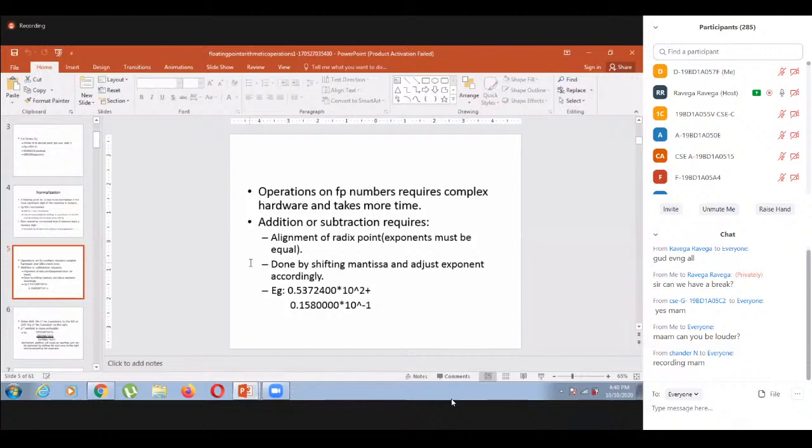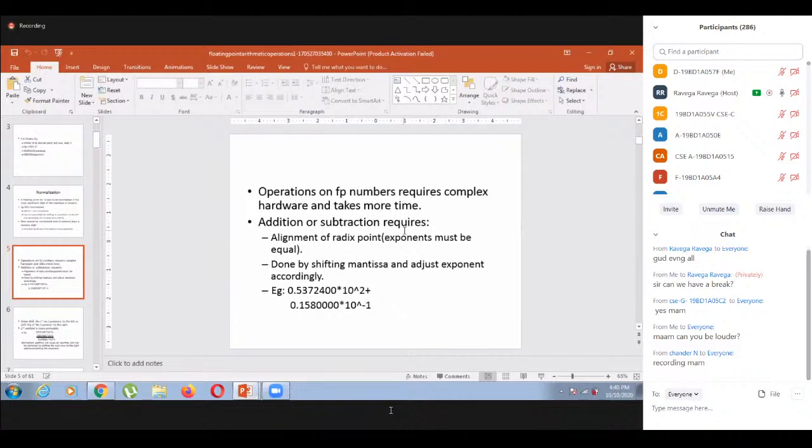So arithmetic operations are what type of arithmetic operations? Addition, subtraction, multiplication, and division. These are the 4 arithmetic operations. So in this, the fixed point arithmetic operations are very easy and very simple, compared to the floating point arithmetic operations.